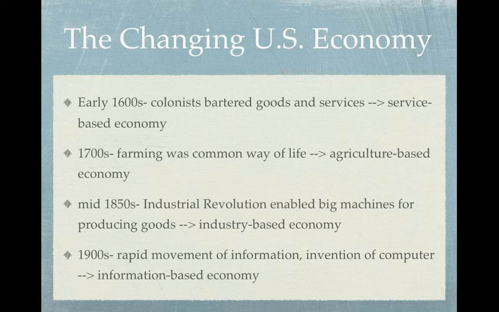And then in the 1900s, especially from the 1950s on, a rapid movement of information happens. And so you have the invention of the computer, and then eventually the personal computer for home use, and then the advent of the internet. So this becomes an information-based economy. So those are the 4 economies known for U.S. history: service-based, agricultural-based, industry-based, and information-based.